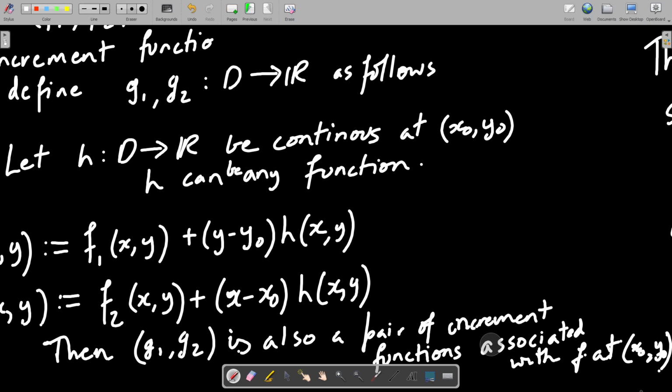So continuity at x naught y naught follows obviously, because g1 and g2 have to be continuous at x naught y naught, right? That is very clear because f1 is continuous at x naught y naught. Y minus y naught is a polynomial expression, so it will be continuous at x naught y naught, and h is also given to be continuous at x naught y naught, right? So this combination will be continuous. Same for f2. F2, x minus x naught and h of xy, all these things are continuous at x naught y naught, and hence g2 is also continuous at x naught y naught.